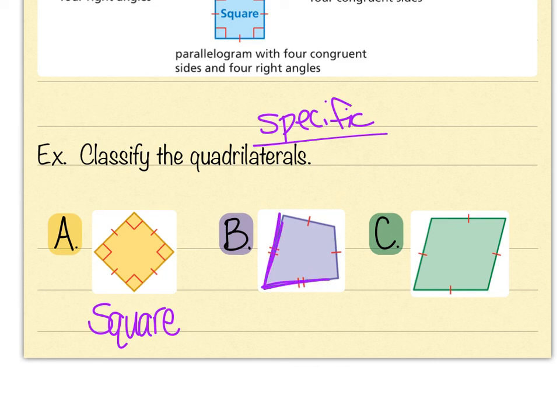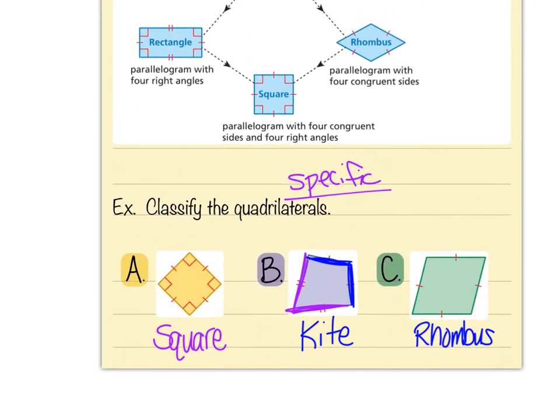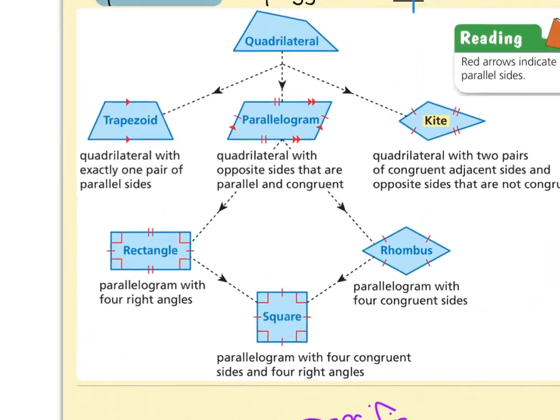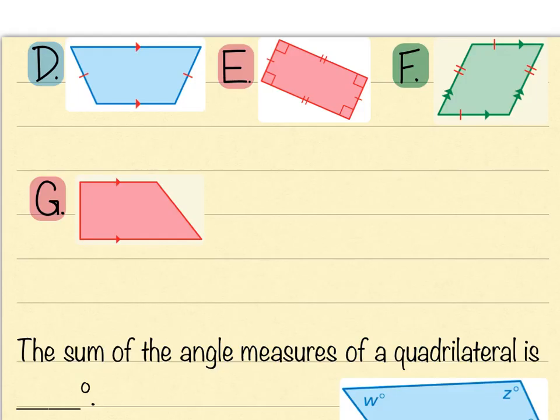In example B, we have the adjacent sides that are congruent. Those 2 sides are congruent, and these 2 sides here are congruent, and this is called a kite. And then example C, we have a parallelogram with the opposite sides, or actually all the sides are equal, and this is called a rhombus. So you'll want to refer back to this chart up here to make sure you are labeling them correctly. For example D, we have 1 set of parallel sides. That makes this a trapezoid.